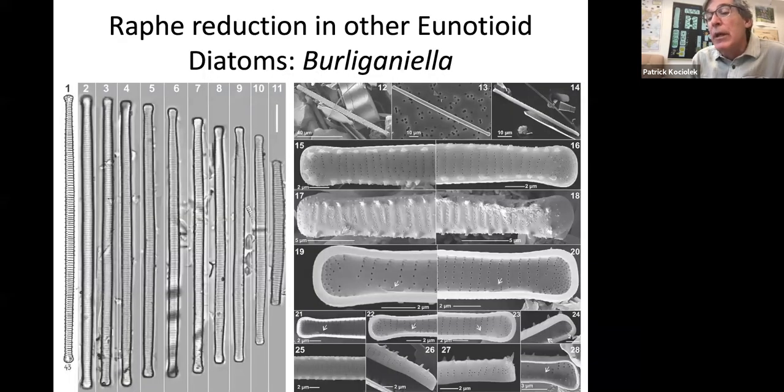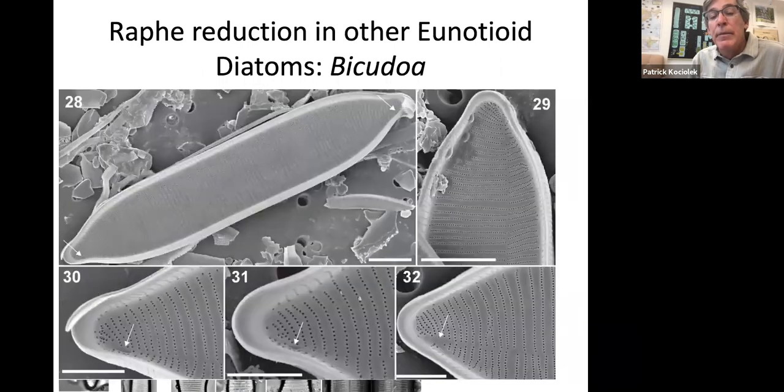There's some other examples of this as well, this kind of reduction in raphid system. Two genera that I'm going to show you here from South America have just this. I think this was originally described as a Fragilaria, and you can see just a small raphid system here, right at the valve face mantle junction, hard to see in valve view. And this diatom here has no raphid or just a teeny tiny raphid. This genus was described by Carlos Wetzel et al.